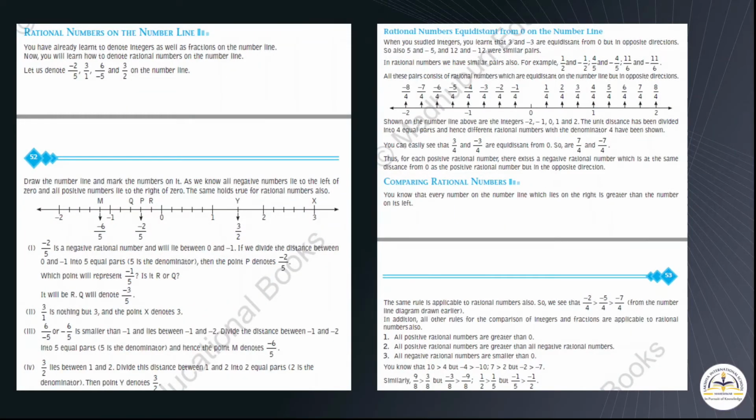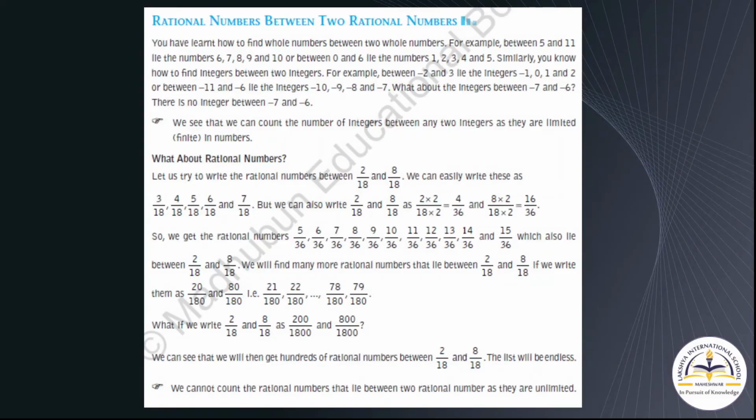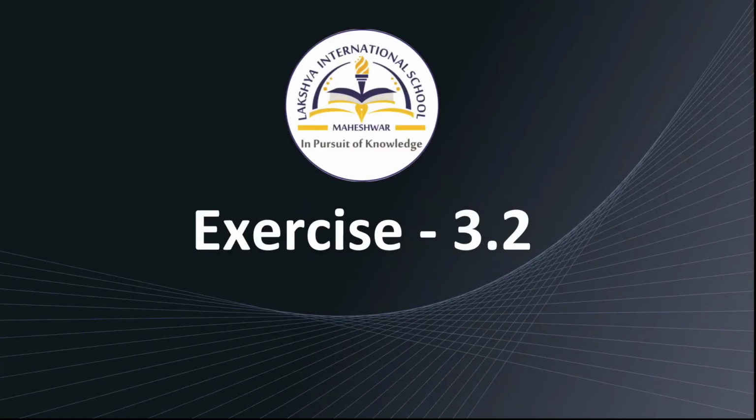Rational numbers on the number line. Now how we can express numbers on a number line, we will see. On the basis of this we will solve exercise number 3.2.